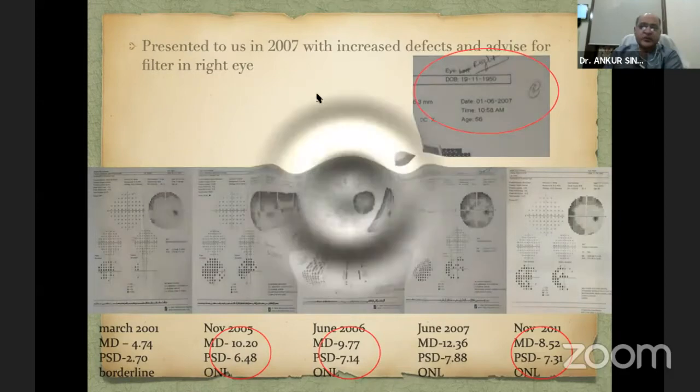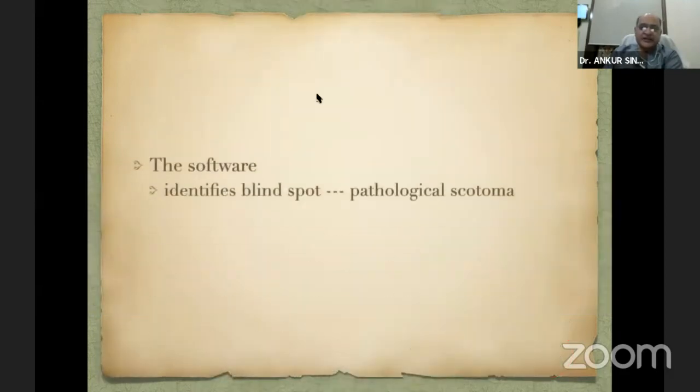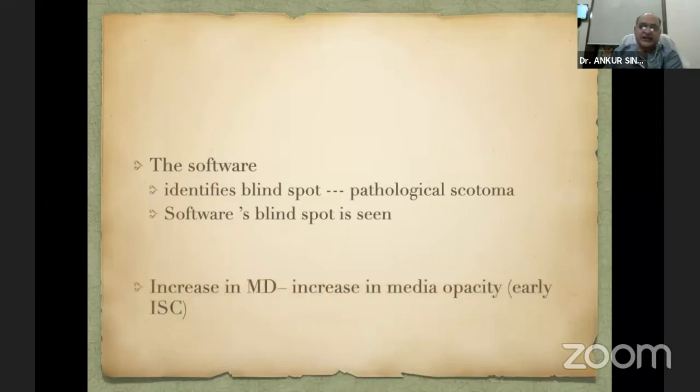So this is not the correct way. What happens here is the software identifies the patient's blind spot as a pathological scotoma, and the software's blind spot is seen by the patient. The increase in median deviation was because of early cataract in this patient.